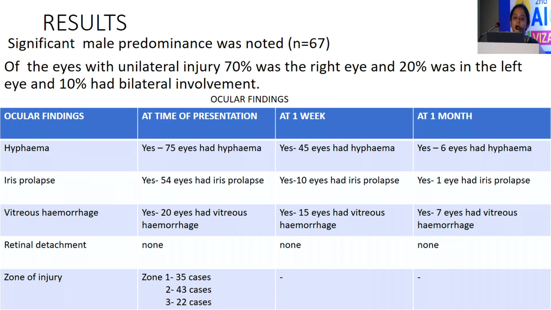When we interpreted the data, we found a significant male predominance, and the right eye was the most dominant eye to sustain the blunt ocular trauma, with the left eye involved in only 20% of cases. Summarizing all the ocular findings, hyphema was the most common presentation, seen in 75 eyes, and iris prolapse was the second most common, seen in 54 eyes. Only 20 eyes had vitreous hemorrhage, and surprisingly none of my cases had retinal detachment. The most common zone of injury, seen in most of the cases, was zone 2.